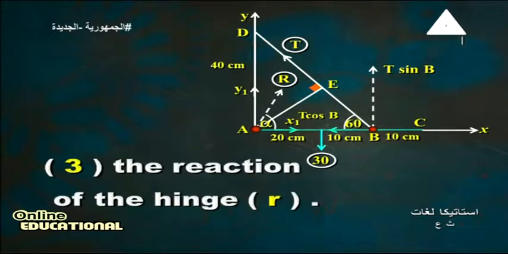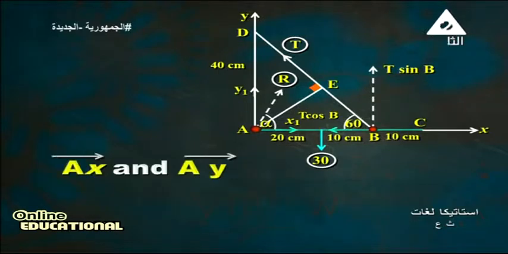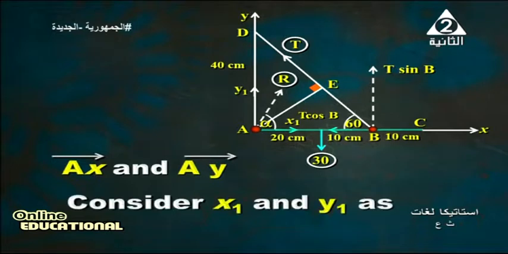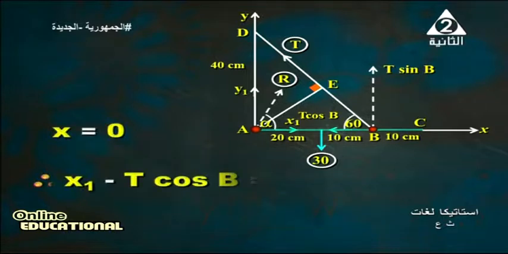Number 3, the force reaction of the hinge R: AX and AY, the horizontal and vertical axes. Consider X1, Y1. Look at X1, Y1. This is the resolving of R into X1 and Y1.